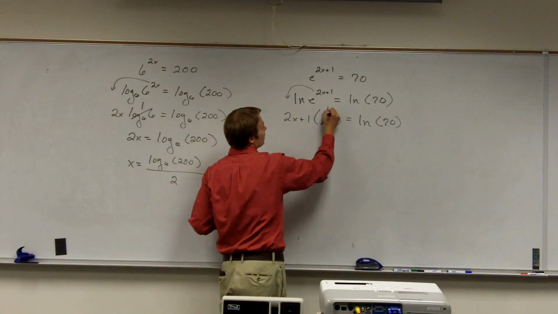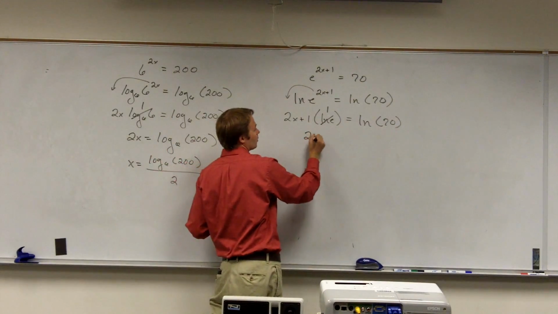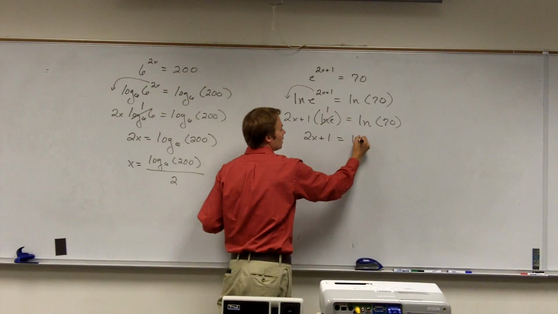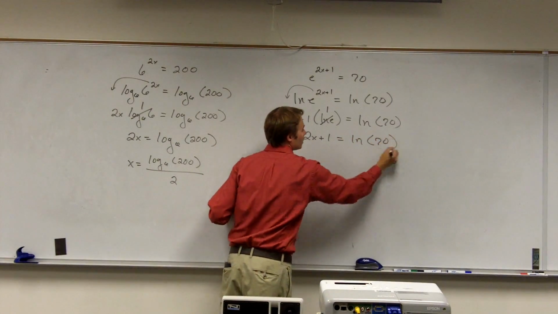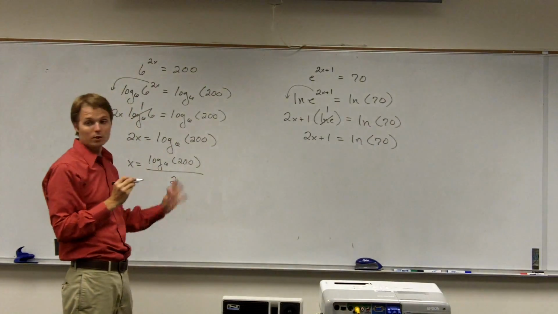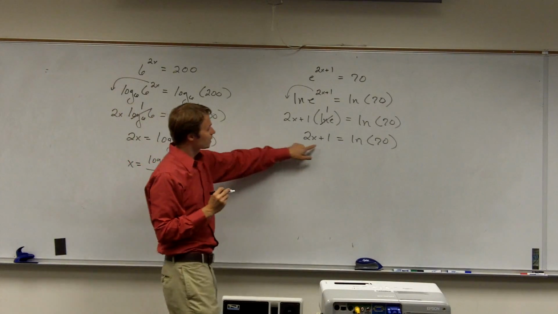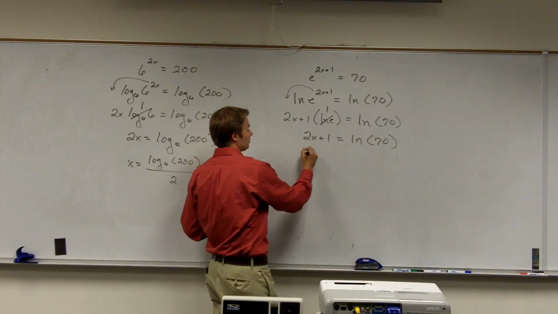But natural log of e is just equal to 1, right? So that goes away. I'm just left with 2x plus 1 is equal to the natural logarithm of 70. And now we just want to solve this for x by any means possible. So to solve this for x, I can just subtract over the 1.